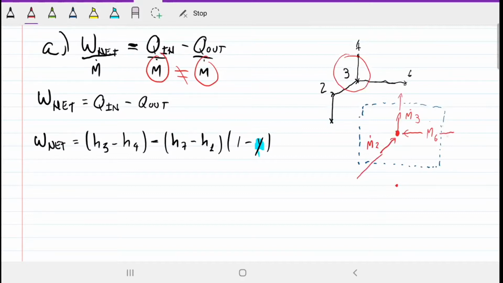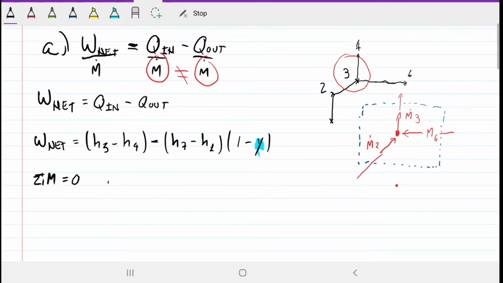Energy-wise, same thing. Energy is coming from 6 and 2 and leaving from 3. So we can do both a mass balance and an energy balance. So let's do first the mass balance. So what does a mass balance tell us?